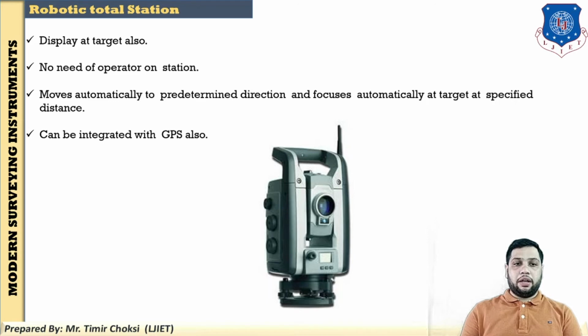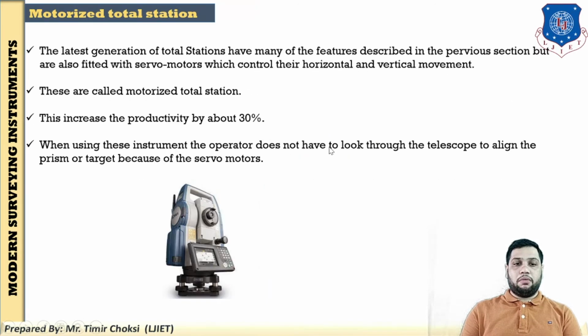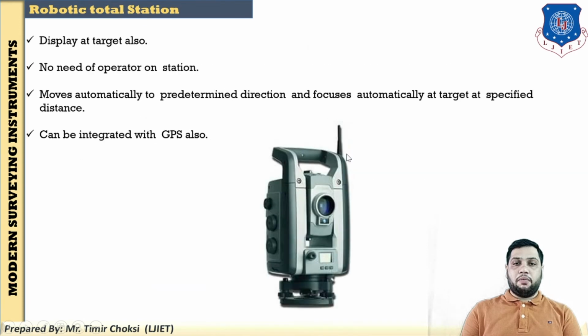You know that in a robotic or motorized, automatic total station, the operator does not have to look through the telescope. The features are similar in this robotic total station, but the additional feature is that it moves automatically to a predefined direction and focuses automatically on the target at a specified distance. And last, it can be integrated with GPS also. These are additive features of this robotic total station. But the cost of this total station is high. So Indian surveying agencies purchase this type of instrument.